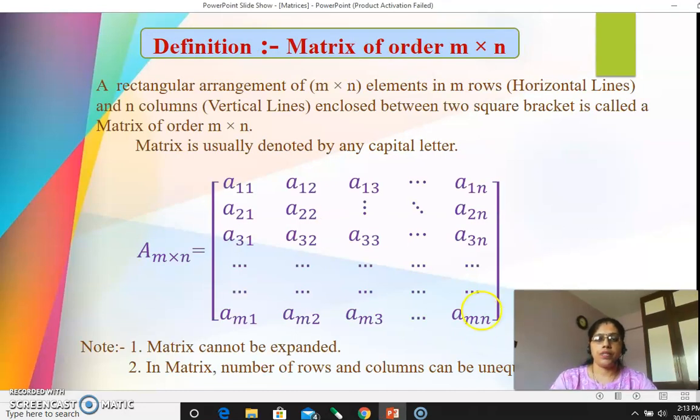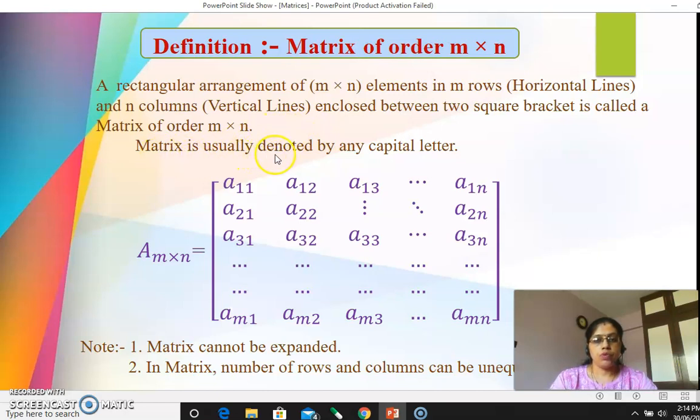So let's first see the definition of a matrix of order m by n. A rectangular arrangement of m by n elements. You have already studied the order of determinants. Same like that, it's m by n, the order of that matrix. So a rectangular arrangement of m by n elements in m rows, rows meaning horizontal lines, and n columns, vertical lines, enclosed between two square brackets is called a matrix of order m by n.